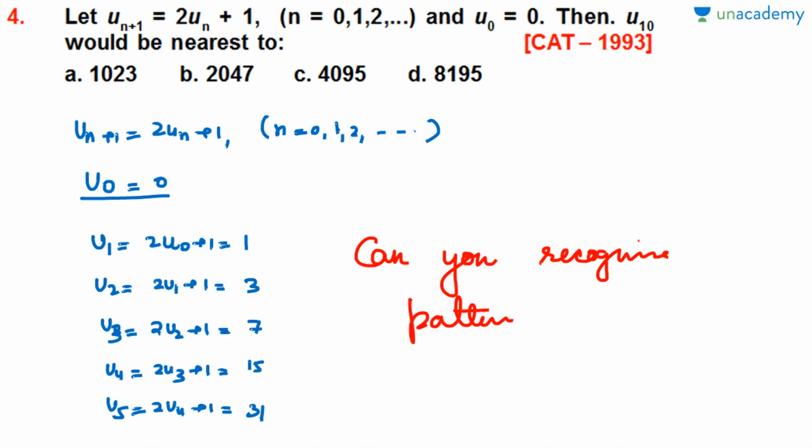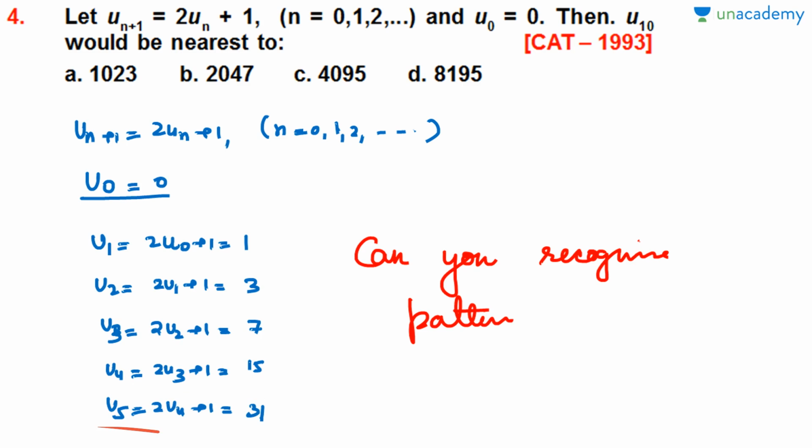So we are given u(n+1) = 2u(n) + 1, where n is 0, 1, 2, 3. Now put n as 0. This would be 2u0 + 1, this would be u1, and u0 is what? 0. So this value is 1, right? Now u2 = 2u1 + 1. Now u1 is 1, so it would be 3. Then u3 = 2u2 + 1, and u2 is 3, so 3 times 2 is 6, plus 1, 7. Then u4 would be 2u3 + 1, which is 15. u5 would be 2u4 + 1, and 31.